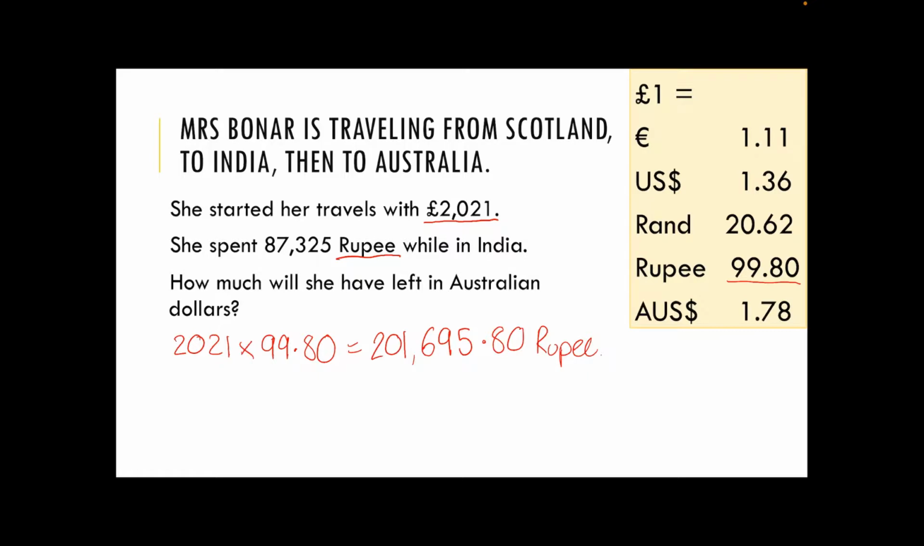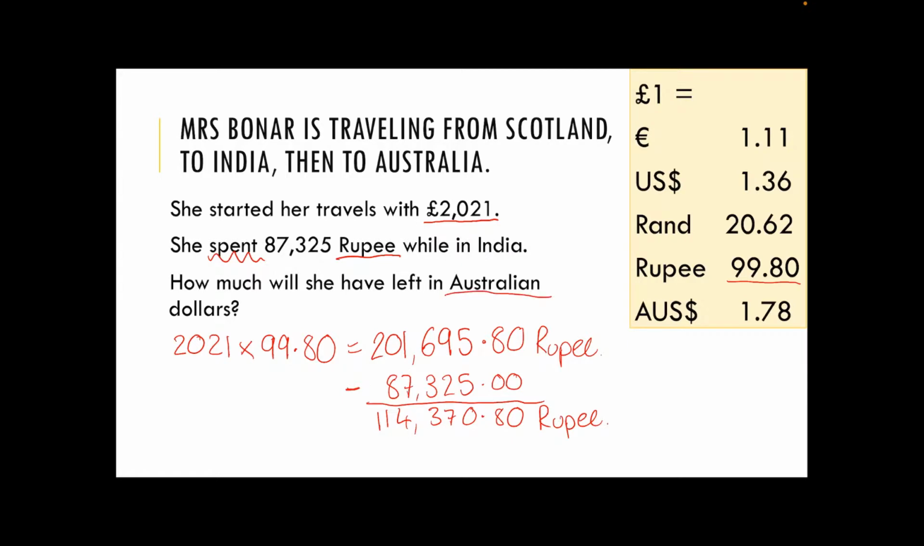And we are told that she has spent 87,325. So what we are going to do is take that away to see how much she's got left. So 114,370.80 rupee. We want to know though how much she will have left in Australian dollars.